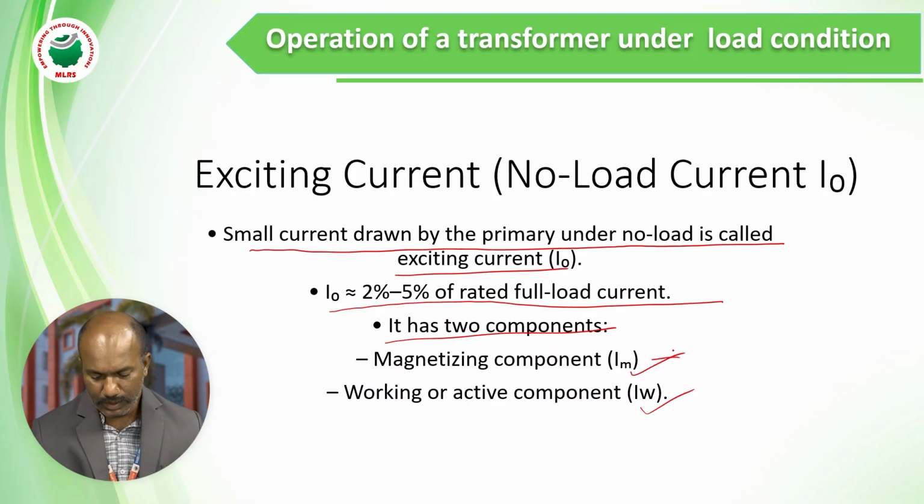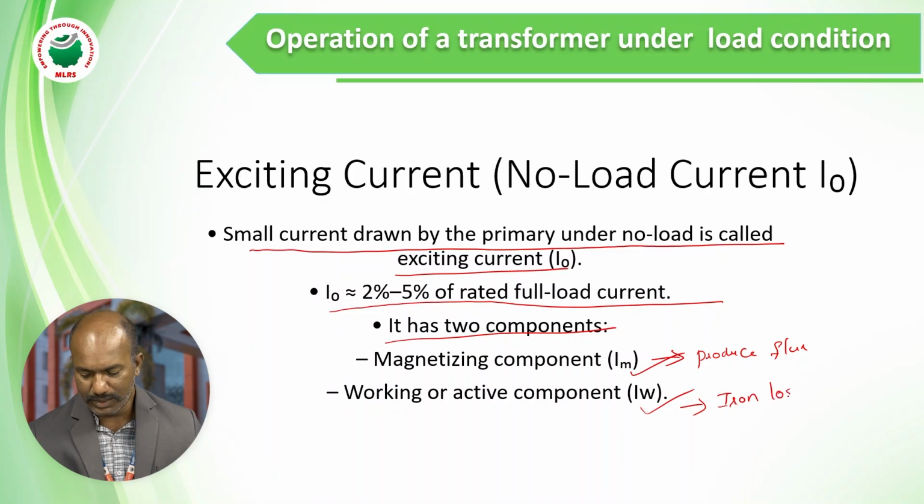I told you this magnetizing component is to produce flux in the transformer core, or in other words, it magnetizes the transformer core. Another component is used to meet iron losses in the transformer core. Loss here means heat. Some energy is wasted in the form of heat in the core part of the transformer. Those losses are nothing but iron losses.